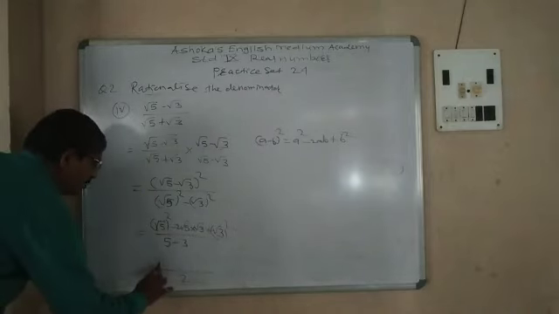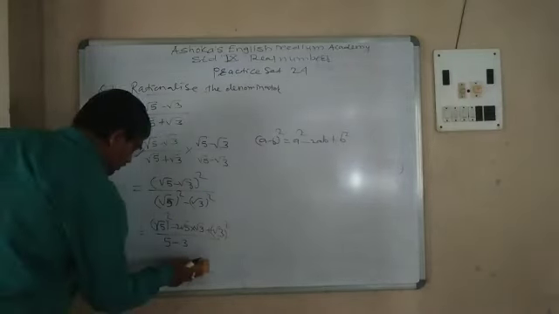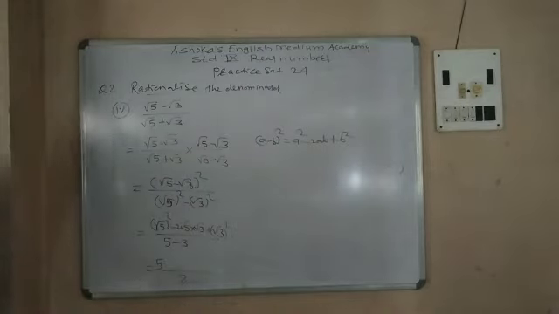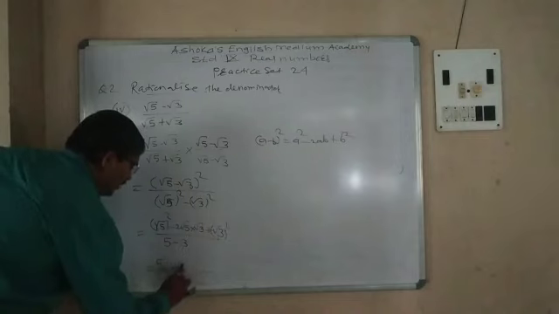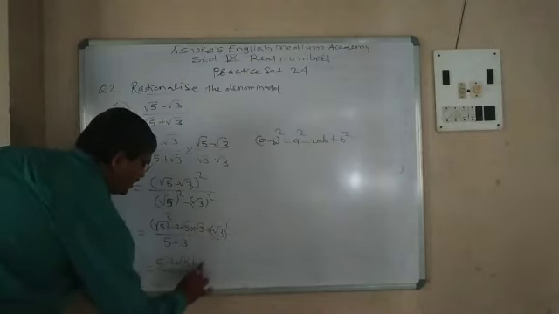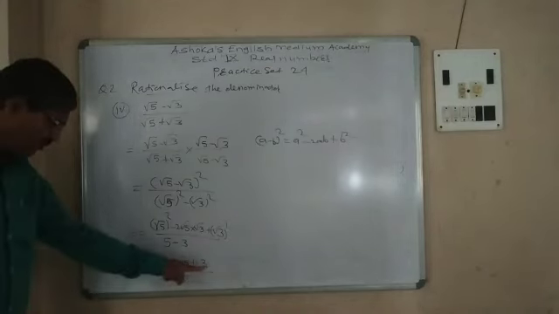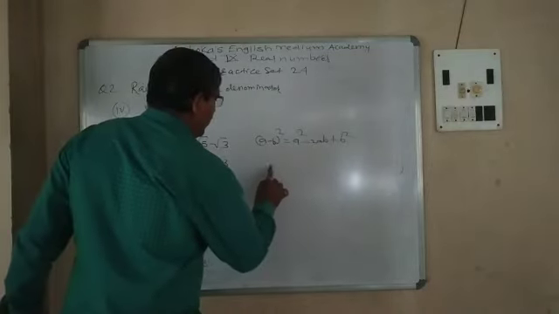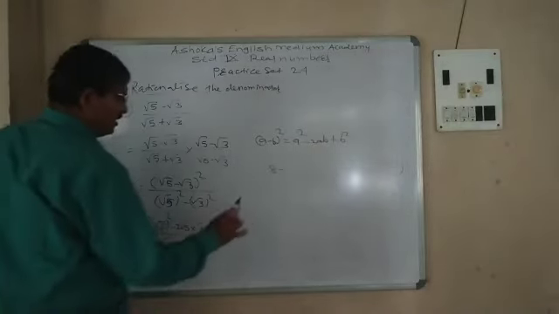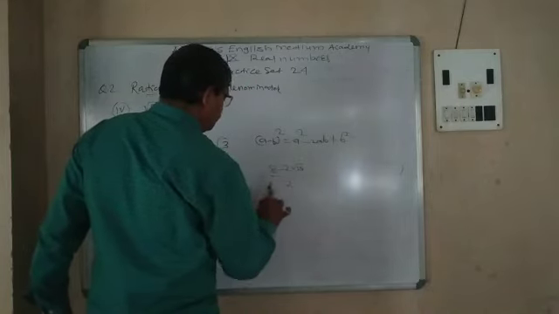The root 5 square is only 5, minus 2 root 15 will come here. I am writing clearly so that you will not get confused. Minus 2, root 5 into root 3 means root 15, and root 3 square means only 3. Then positive 5 and positive 3, 5 plus 3, 8. So 8 minus the middle term as it is, minus 2 root 15, upon 2.